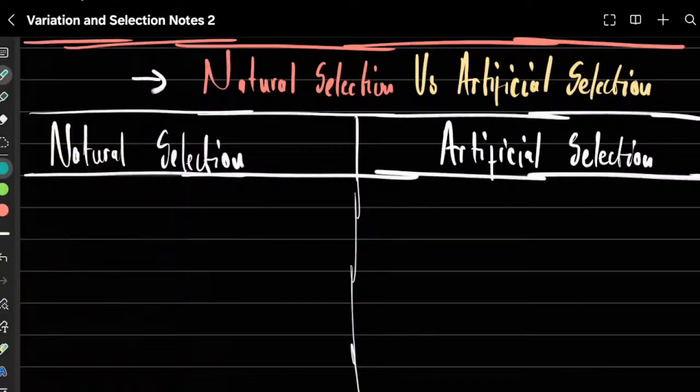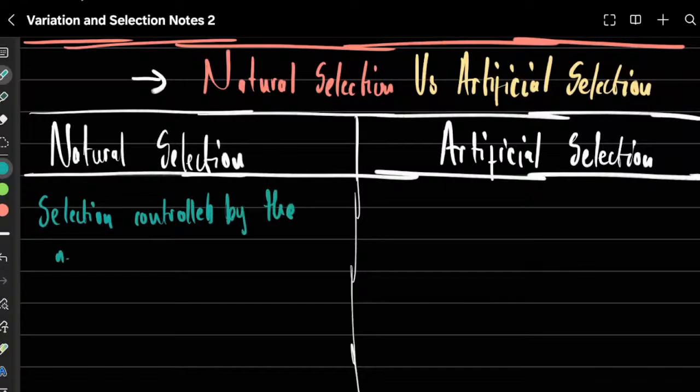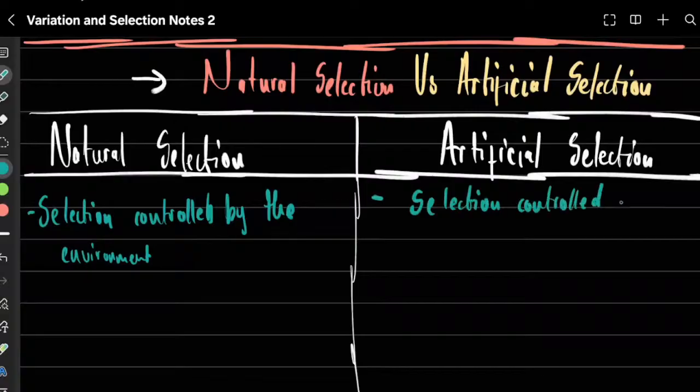Natural selection, we said it is selection controlled by the environment. Artificial selection is selection controlled by humans.